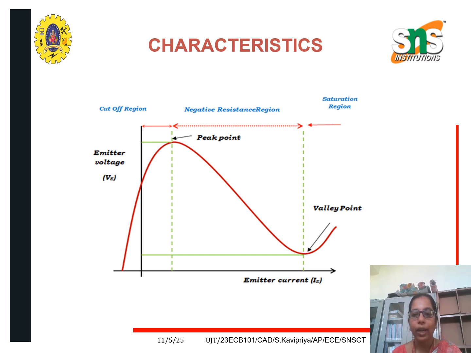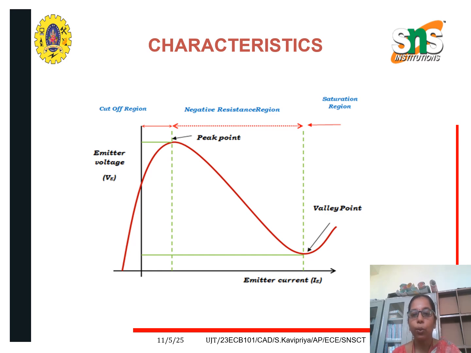In the negative resistance region, we apply a supply, and as the current increases, the voltage also increases. It reaches a peak point and then starts decreasing. Even though the current increases, the voltage after reaching the peak point decreases until it reaches a valley point, and then it starts increasing again. At the valley point, the emitter voltage starts increasing again.